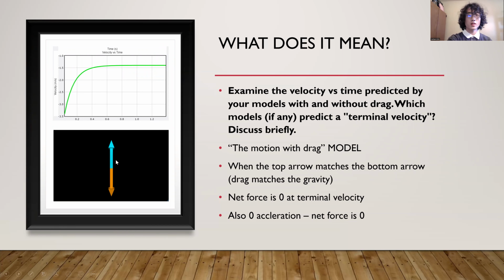and these forces acting on it. And when the top arrow, which is the drag, matches the gravity, which is the bottom arrow, is when the terminal velocity is met. And at the terminal velocity, because the two forces are the same, acting in the positive y and negative y direction, net force is zero. And as you can see on the graph, there's zero acceleration, which means the net force is also zero.